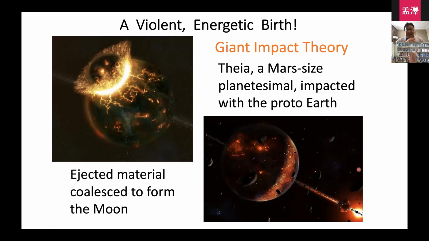All right, and I think likely all of us know about the moon formation based on the giant impact theory. Theia, a Mars-sized planetesimal, impacted the proto-Earth about 4.6 billion years ago. The ejected material coalesced to form the moon near the Earth. This basically is a violent, energetic formation of the moon.